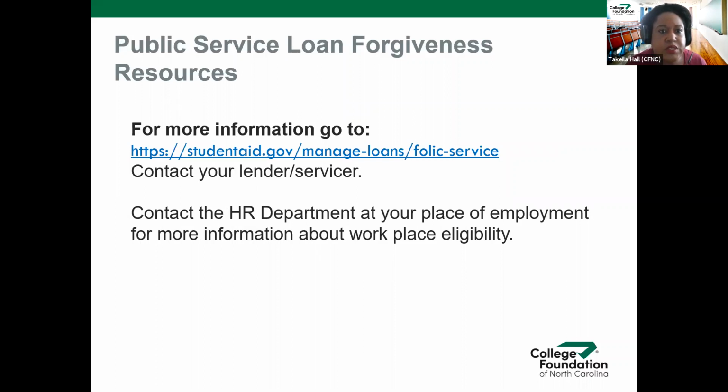Now, here's some resources that are available to you for public service loan forgiveness. And so you'll see the link on my screen here. You can also contact your loan servicer or your lender. Be sure to contact the HR department of the place at which you're employed for more information, and they can share all the specifics regarding public service loan forgiveness.